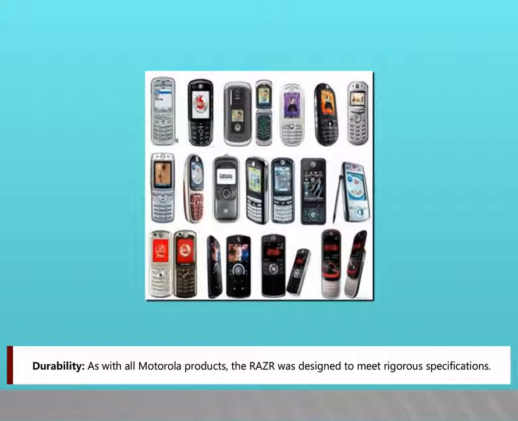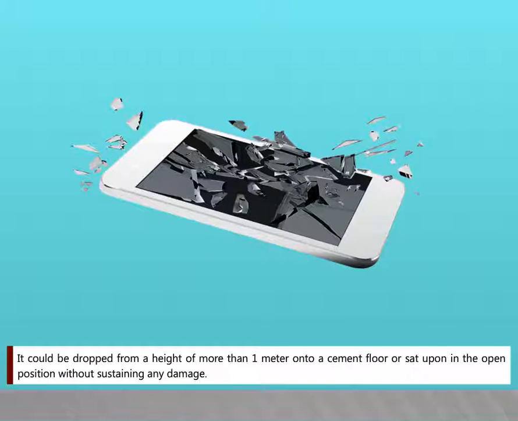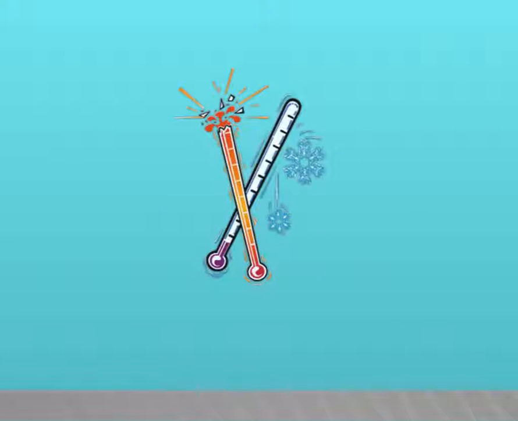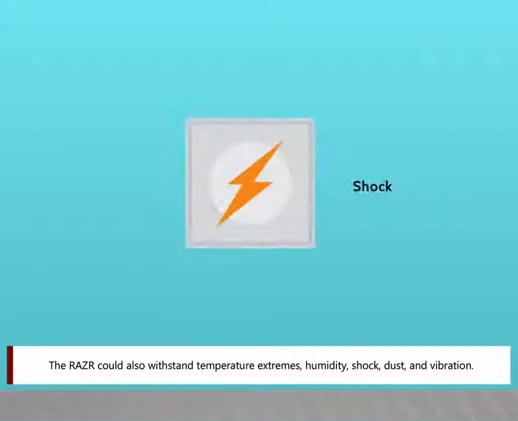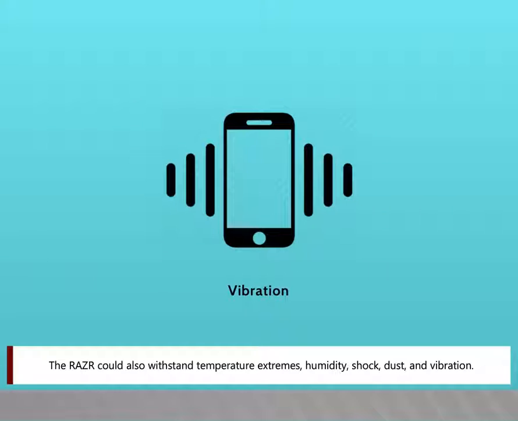Durability. As with all Motorola products, the Razr was designed to meet rigorous specifications. It could be dropped from a height of more than 1 meter onto a cement floor or sat upon in the open position without sustaining any damage. The Razr could also withstand temperature extremes, humidity, shock, dust and vibration.